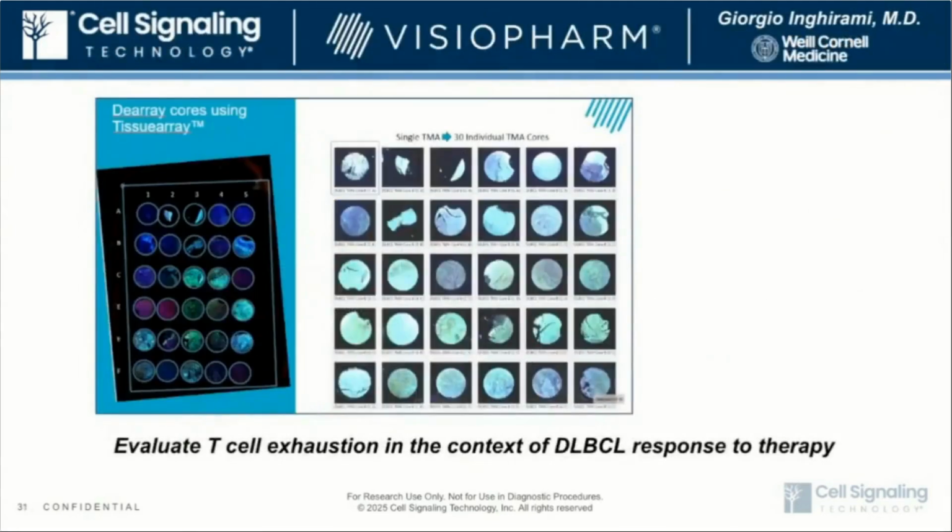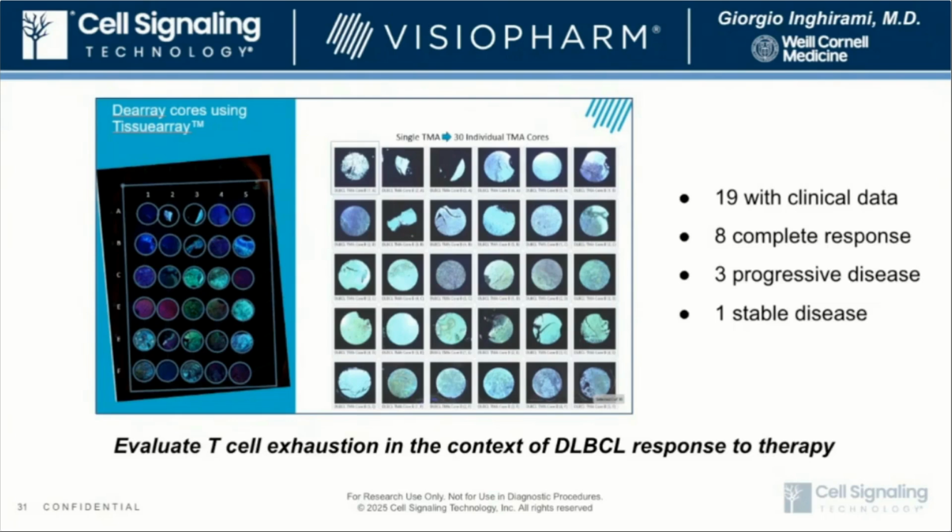And so in collaboration with Visiopharm, as well as with Giorgio Imbrani at Weill Cornell, we were able to perform a study in diffuse large B-cell lymphoma to look at and evaluate T-cell exhaustion in the context of these tissues, but also in response to therapy, because fortunately, Giorgio was able to provide a TMA of 30 individual TMA cores that we were able to stain using the SignalStar technology.